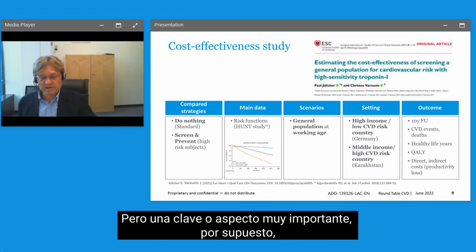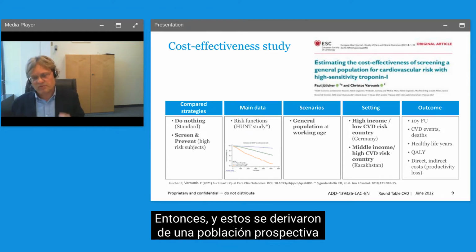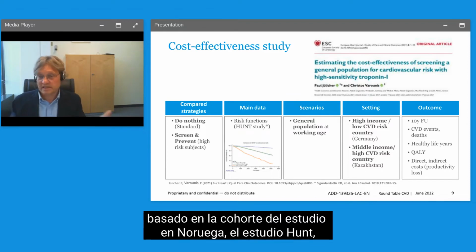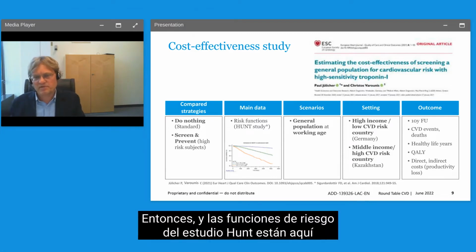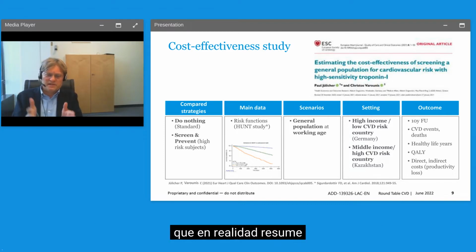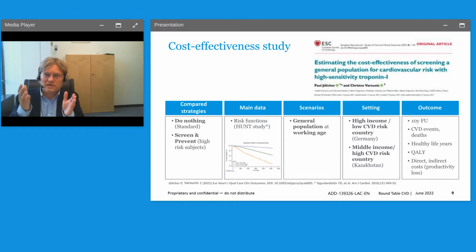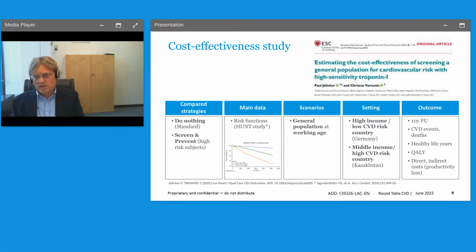Well, a key and important aspect, of course, is the underlying risk or the hazard functions, right? And these were derived from a prospective population-based cohort study in Norway, the HUNT study. We already learned about that. And the risk functions of the HUNT study, stratified by troponin risk categories, summarize the occurrence and the time of all events over a period of 10 years and more.